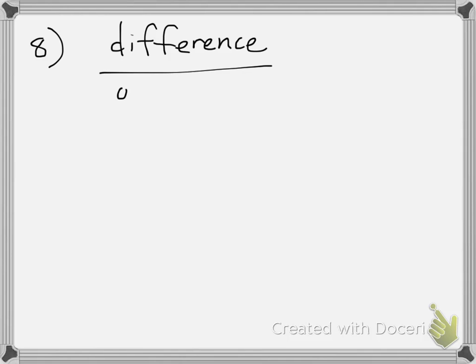Alright, number 8. So with number 8, we're finding the percent decrease. A lot of students missed this day. I'm just going to quickly show you how to solve it. What you're going to do is you're going to write this equation or formula. It's the difference between the two numbers over the original number. So that's what you're going to use to solve it.